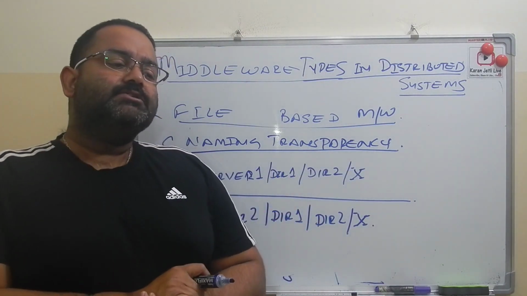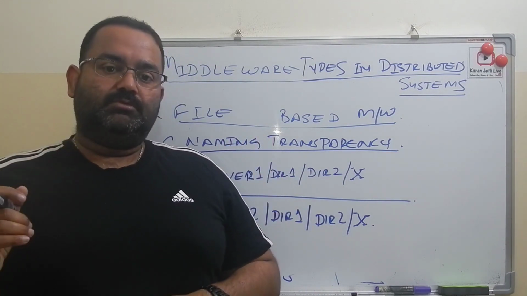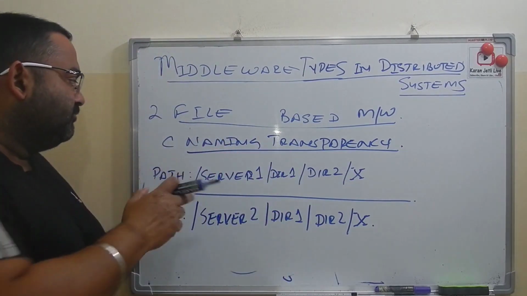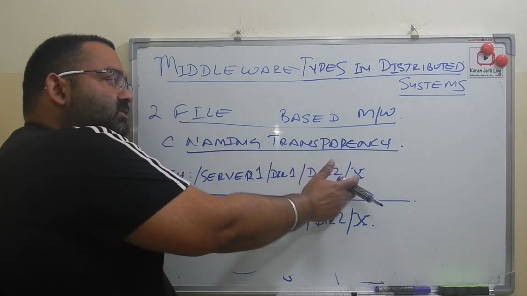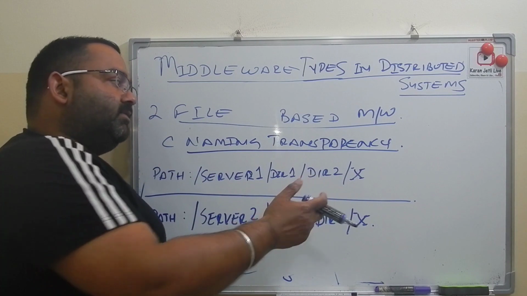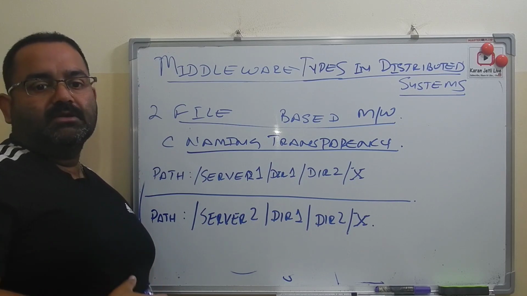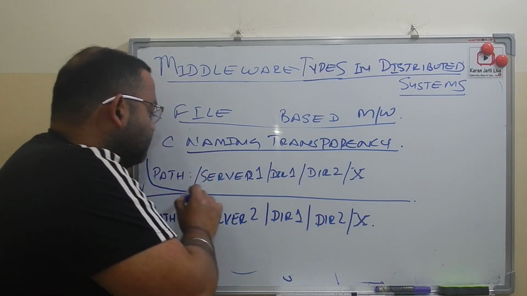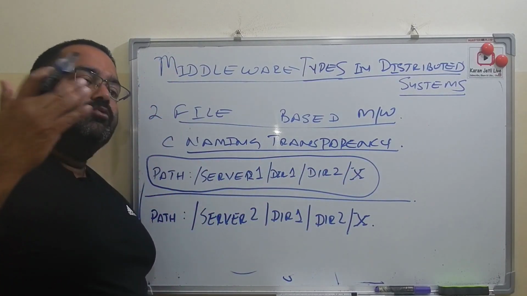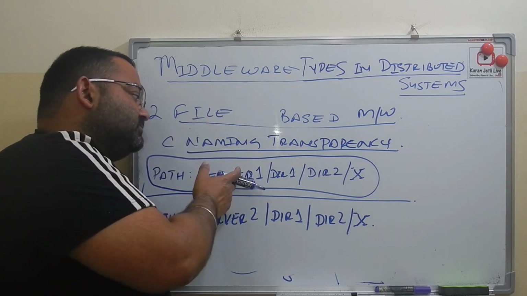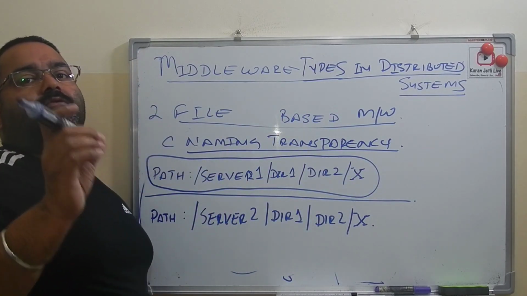So guys, in naming transparency, what is the issue? The issue is whenever we name our files in our program, you all know we name them using a path. For example, I have one file X which is in directory 2, and directory 2 is part of directory 1, and they are located in server 1, so I will use this path in my program. My program automatically knows the file is in server 1 and directory 1, then subdirectory 2, and X is my file. Automatically it will locate my file.